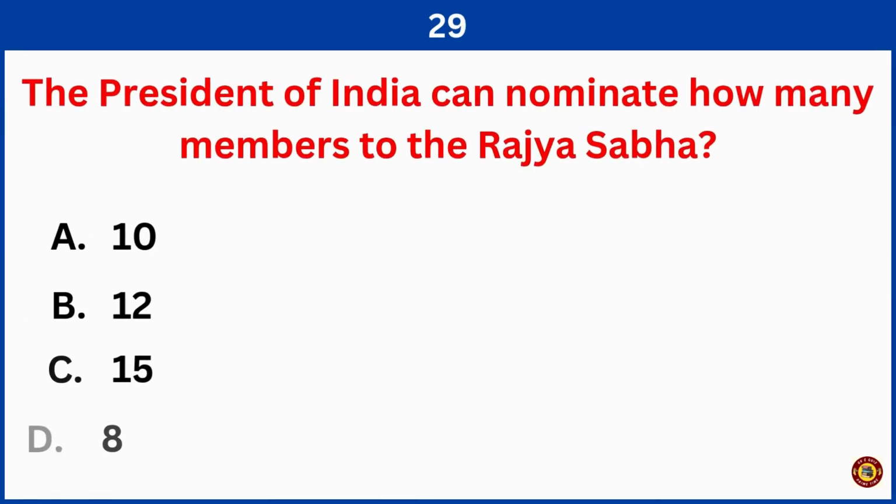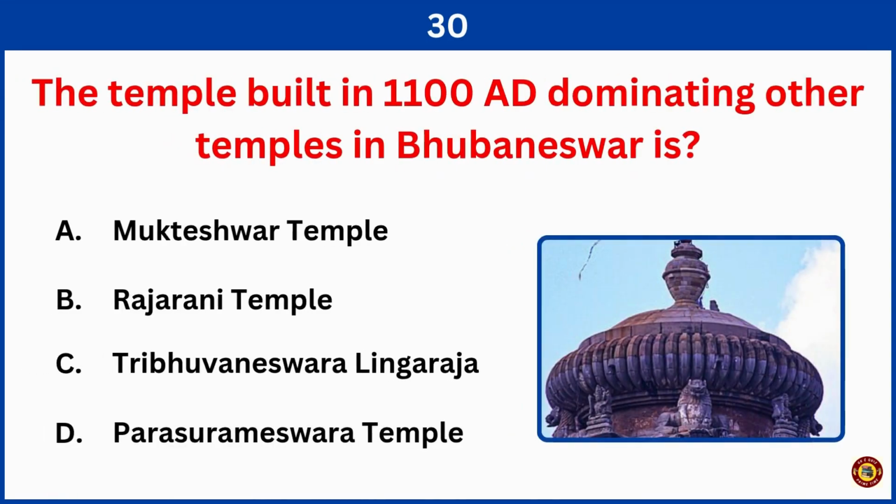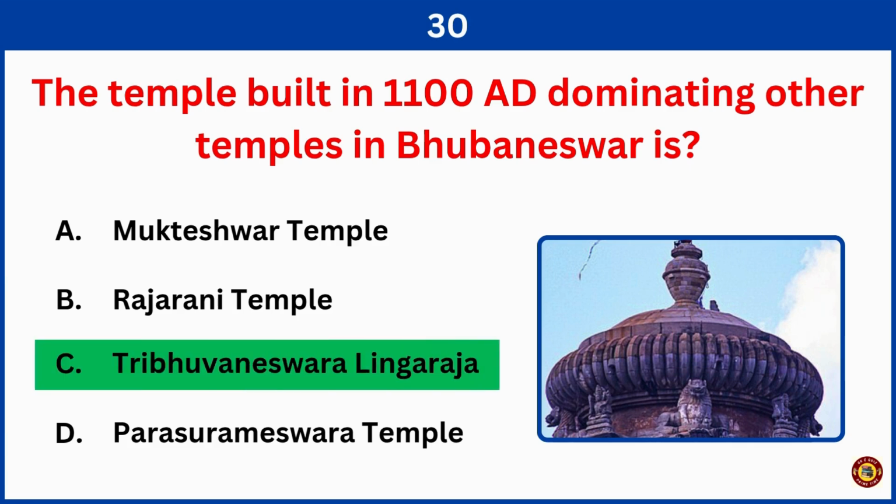The President of India can nominate how many members to the Rajya Sabha? Right answer is option B, 12 members. The temple built in 1100 AD, dominating other temples in Bhubaneswar is? Right answer is option C, Tribhuvaneshwara Lingaraja Temple.